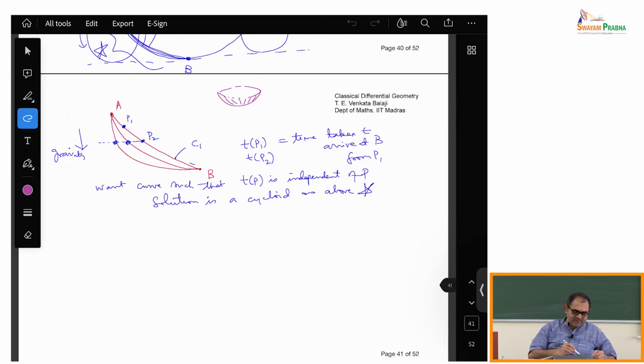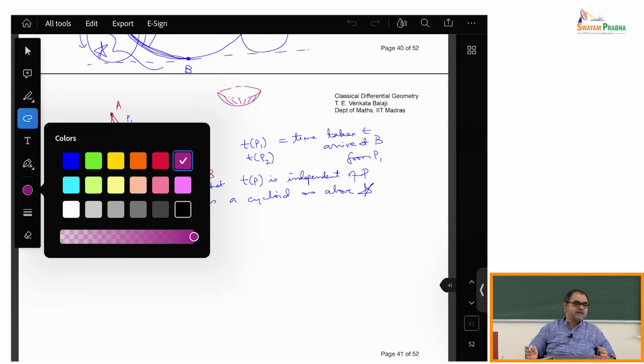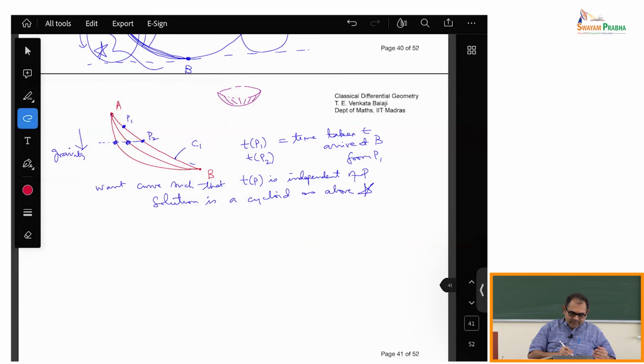Then let me come to the Brachistochrone problem. That is also another beautiful physical problem for which again the solution is a cycloid. So the Brachistochrone problem.